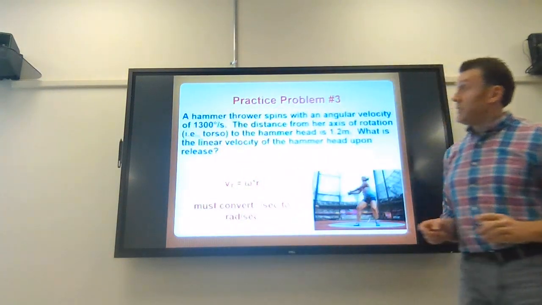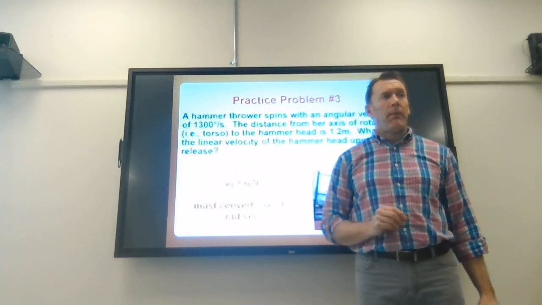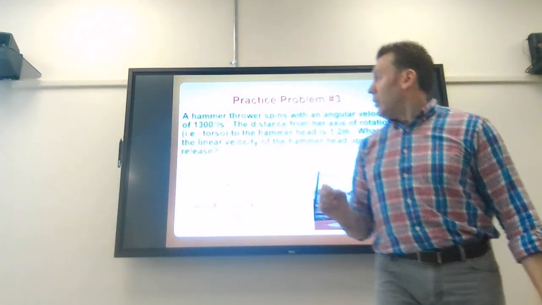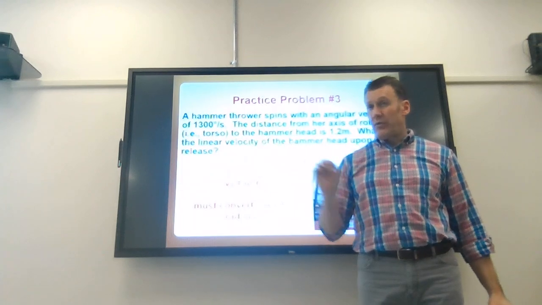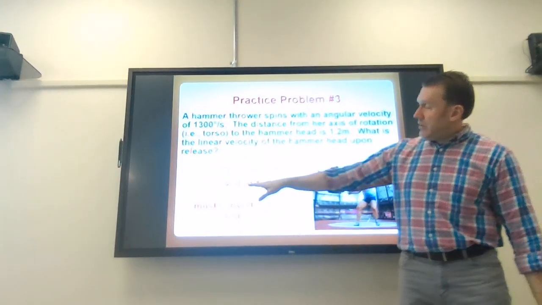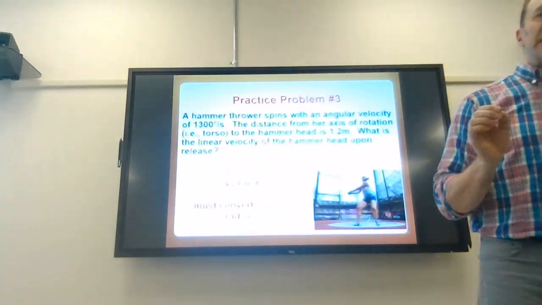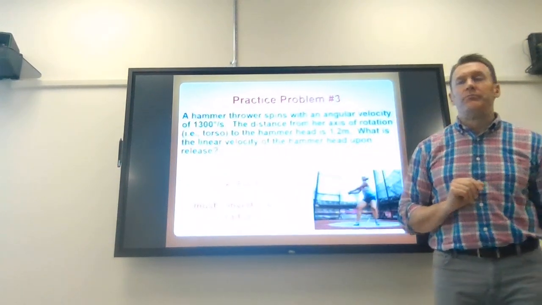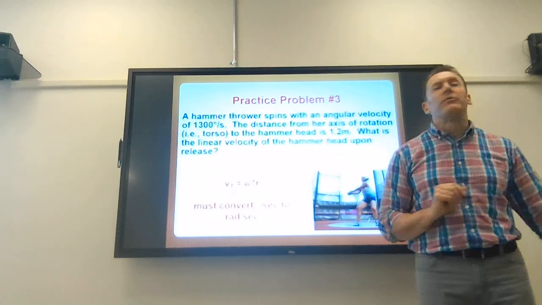So to do this problem, we've got to convert degrees per second into radians per second. Knowing that there's 57.3 degrees per radian, we can divide 1300 degrees per second by 57.3 to get radians per second. That's our angular velocity in radians per second. What did you say we divided by again? 57.3. So there's 57.3 degrees per radian. To convert this to radians per second, you just divide by 57.3. So you should come up with 20-something?